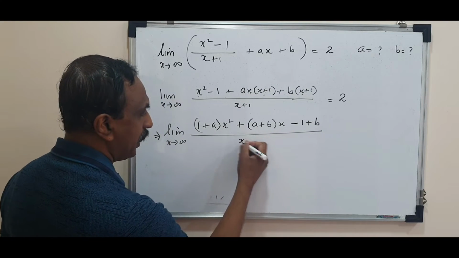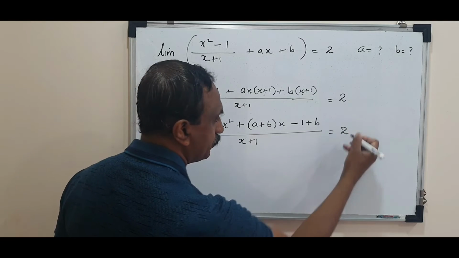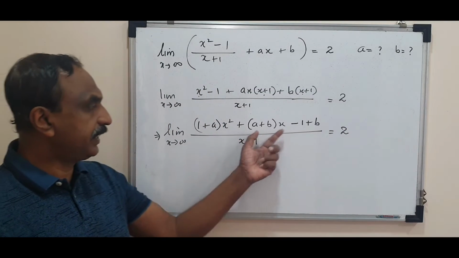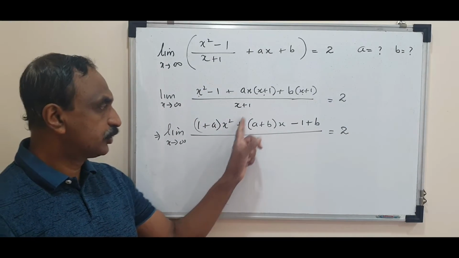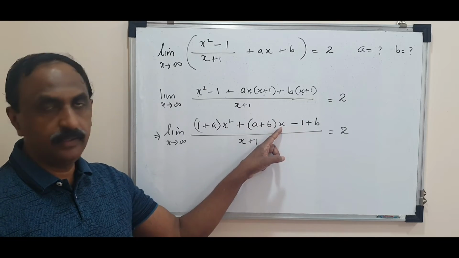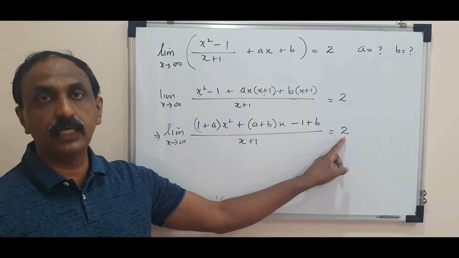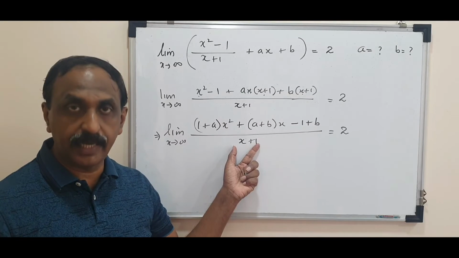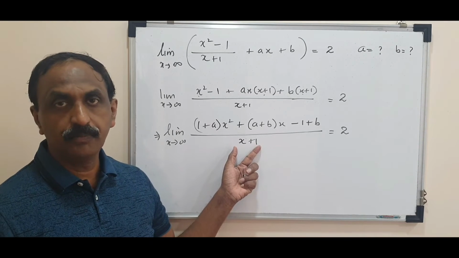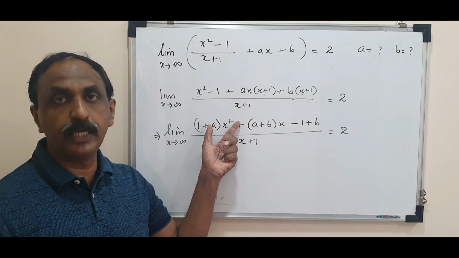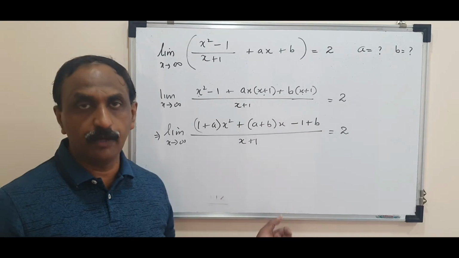Divided by x plus 1 should be 2. Here the degree is 1, so the numerator degree also should be 1. Otherwise the limit will not exist, or the limit will be 0. Suppose the degree of the denominator is greater, my answer would have been 0. And if the degree of the numerator is greater, my answer would have been infinity.